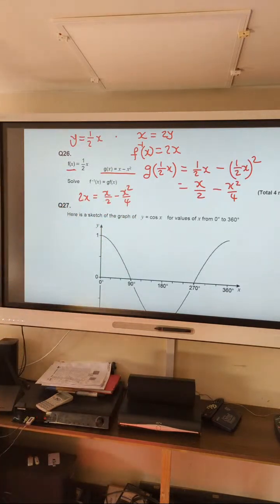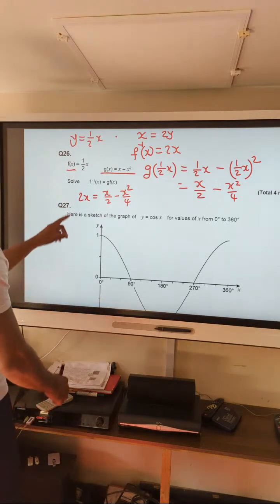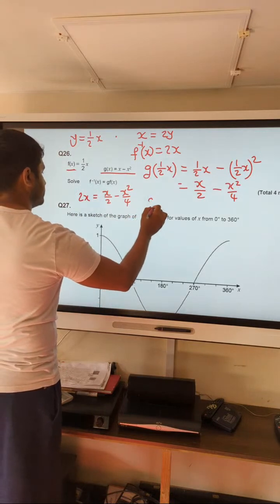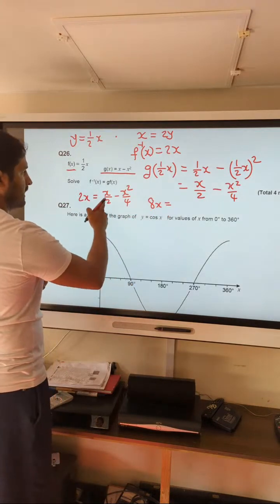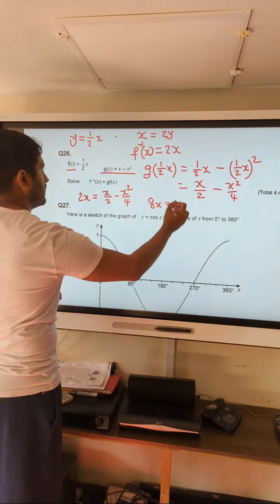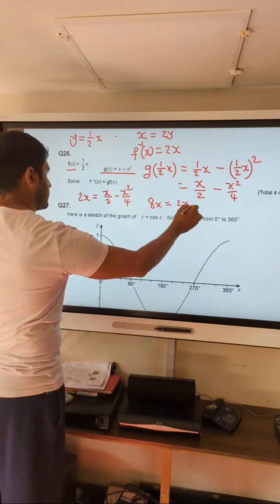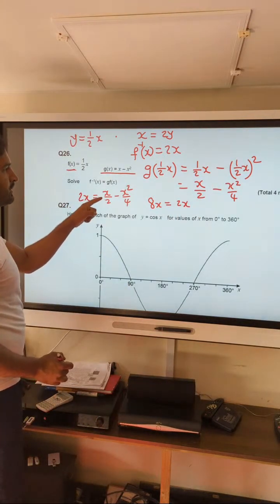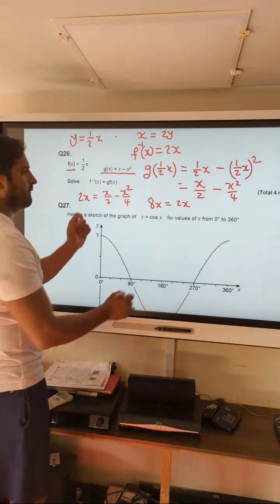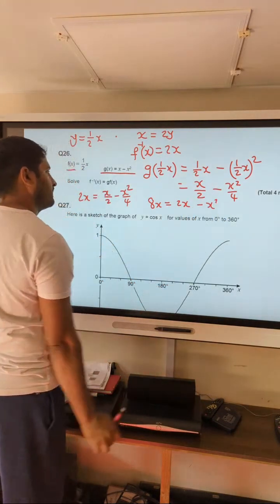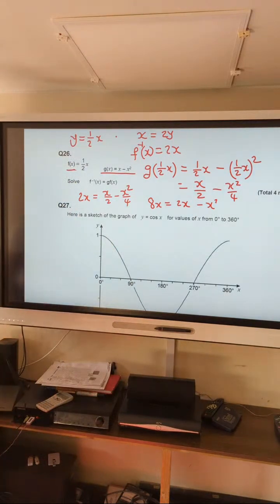If I want to get rid of the fractions, I'm going to multiply the entire thing by 4. If you multiply the left hand side by 4, we get 8x. If I multiply this by 4, I get 2x, because 4 divided by 2 is 2, so that's left with 2x. And if I multiply that by 4, I get negative x squared. So there's no fraction now.